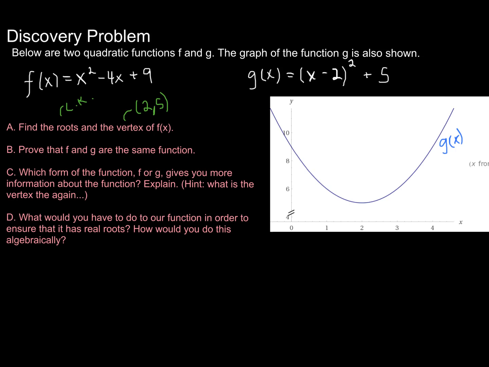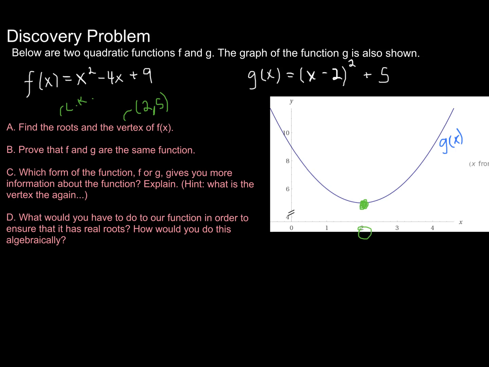Alright, which form of the function, f or g, gives you more information about the function? And the hint that I gave you here was to look at that vertex again. So look at what the vertex for f was, (2, 5). Why don't we plot that point? Well, x value of 2, y value of 5, and notice I'm right here. Okay, great, that makes sense. g and f were the same function, so the vertex for both should be the same.